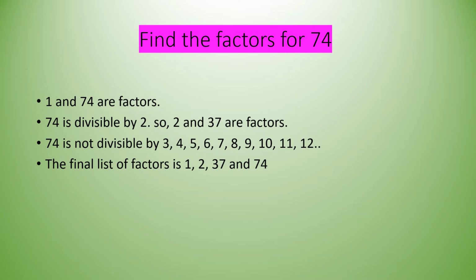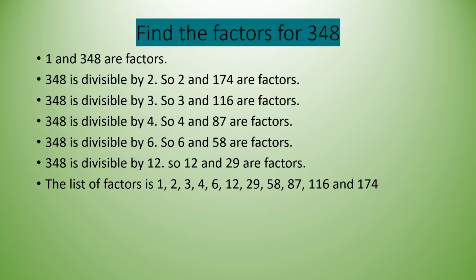Then 74 is not divisible by any of these numbers: 3, 4, 5, 6, 7, 8, 9, 10, 11, 12. If you want to know the divisibility rules for 3, 4, 5, 6 up to 12, you will have to go through my session on the divisibility rules. So the final list of factors will be 1, 2, 37 and 74.